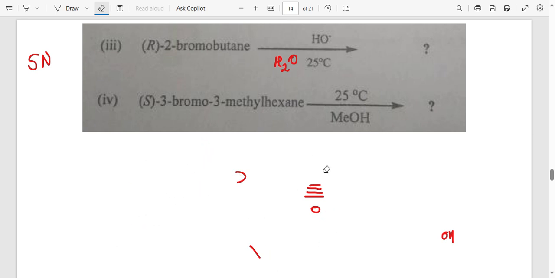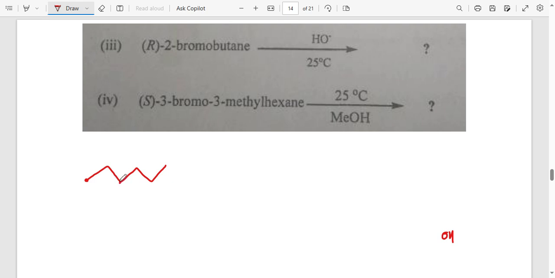Then for the last one, we are talking about S-3-bromo-3-methylhexane. This is hexane: 1, 2, 3, 4, 5, 6. At position number 3, we have a methyl. At position number 3, we also have a bromine.